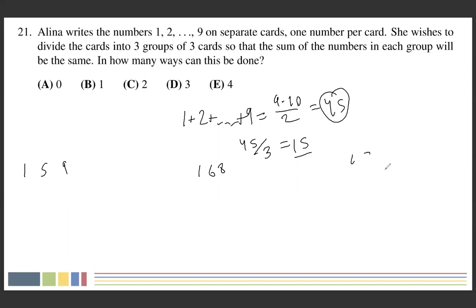Because that would use 2 cards 7. We do not have 2 cards 7. So these are our only 2 possibilities. So the question is, given these 2 initial groups, how many ways are there to create the other 2 groups?